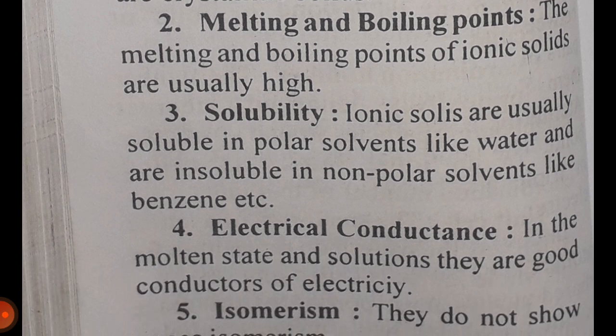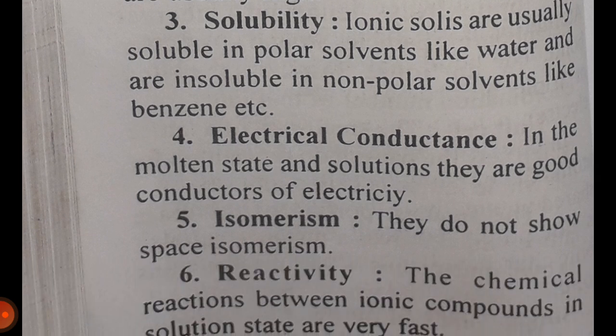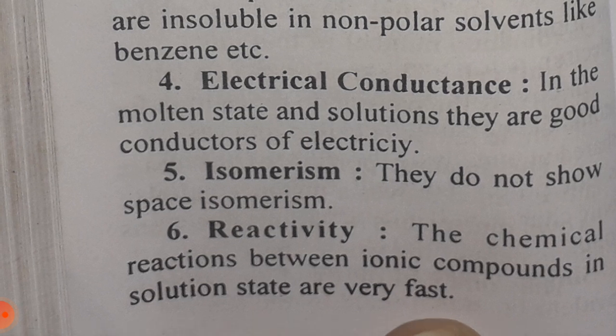Second, melting and boiling point: the melting and boiling points of ionic solids are usually high. Third, solubility: ionic solids are usually soluble in polar solvents like water and insoluble in non-polar solvents like benzene, etc. Fourth, electrical conductivity: in molten state and in solution, they are good conductors of electricity. Fifth, isomerism: they do not show space isomerism. Sixth, reactivity: chemical reactions of ionic compounds in solution are very fast.